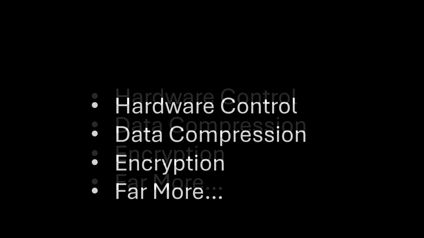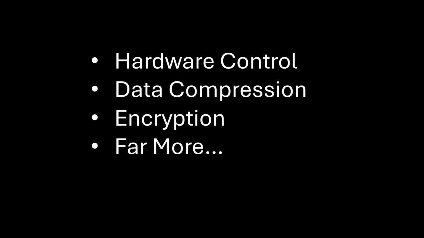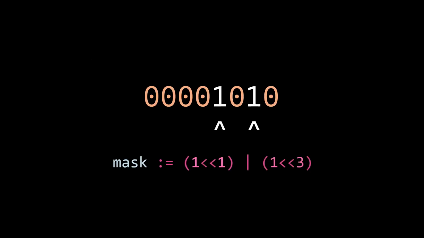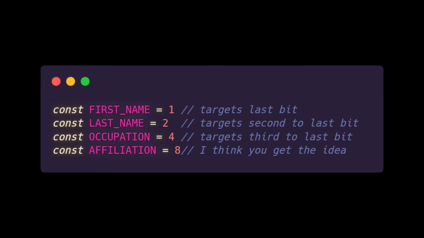It's a fundamental concept in low-level programming and is used across various applications, including but not limited to hardware control, data compression, encryption, and far more. Bit masks can also be used to combine or isolate multiple bits from a number simultaneously, which is useful in applications where multiple flags or settings are stored within a single integer.